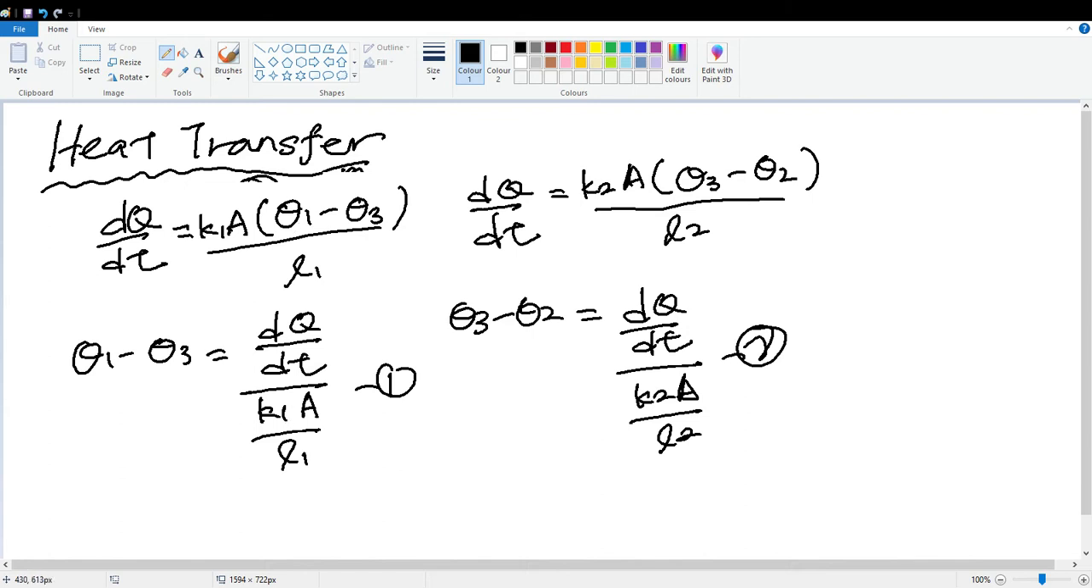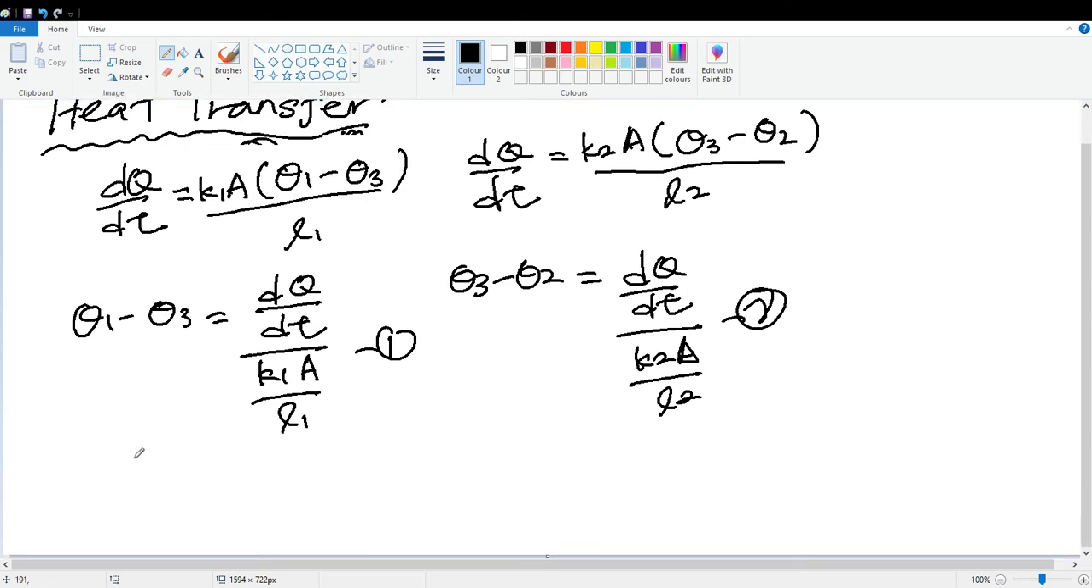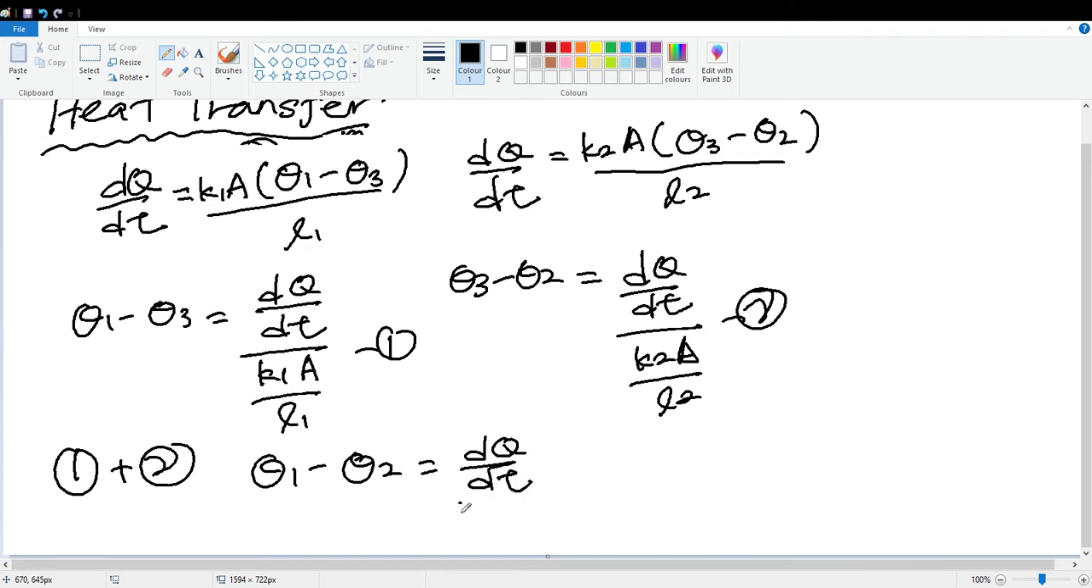Okay, so let's say equation 1 plus equation 2. So theta 1 minus theta 3 plus theta 3 minus theta 2. So what we get is basically theta 1 minus theta 2, which is dq over dt over K1A over L1 plus dq over dt over K2A over L2.